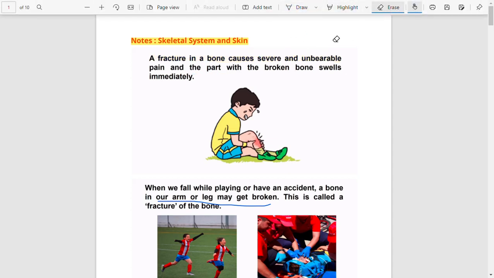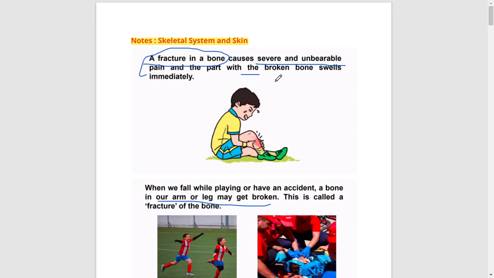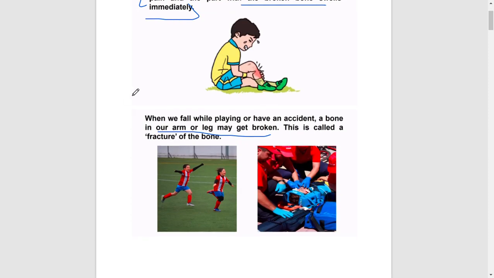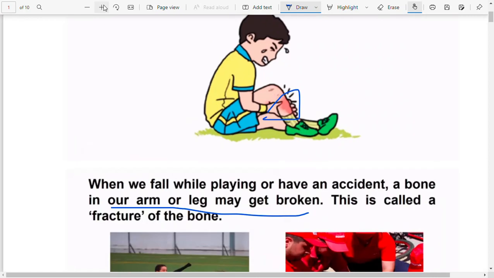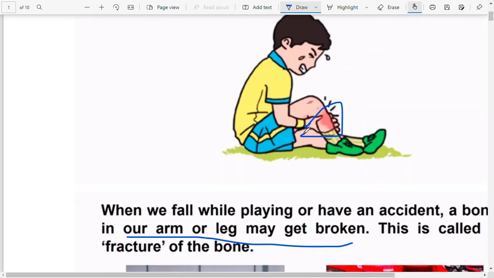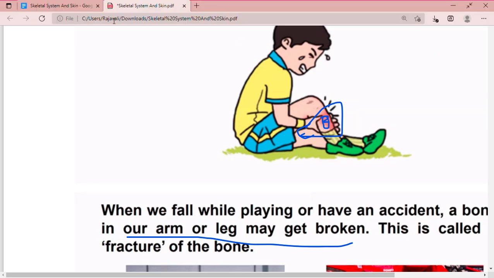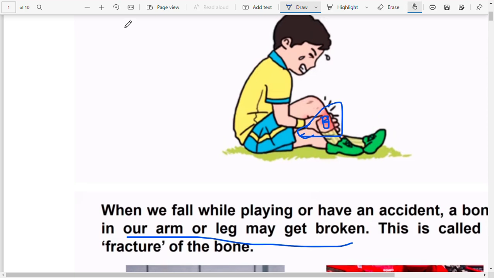It will cause severe and unbearable pain, and the part where a bone is broken, where you have a fracture, will swell immediately. It will become like a reddish part over here. Like you can see, just a minute. See, here it is swelled fully. This part, this one. I hope you can see that.